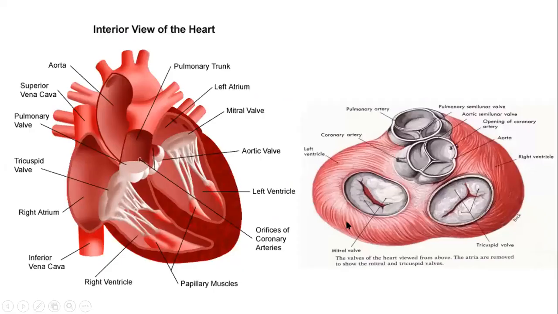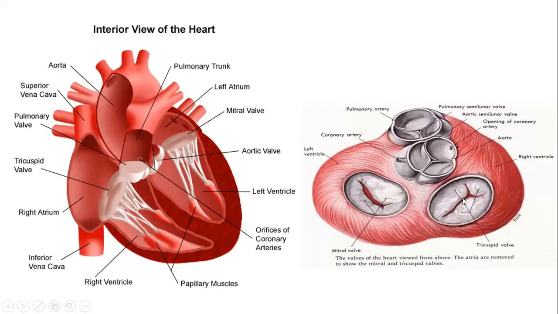And these free borders here are attached to string-like structures. These are called chordae tendineae, which are in turn attached to the papillary muscles. What are papillary muscles? Those muscles of which one part is attached and the other part is free. Free means the other end is attached to chordae tendineae. So the chordae tendineae connect the papillary muscle with the medial free border of the cusp.